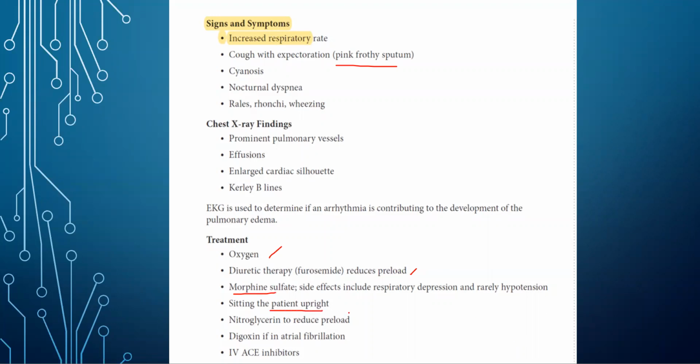You need to position the patient upright. You can give nitroglycerin to reduce the preload. You can give digoxin if the patient is in high atrial fibrillation. The main treatment is mainly to sit the patient upright, give oxygen if needed, and start diuretics.